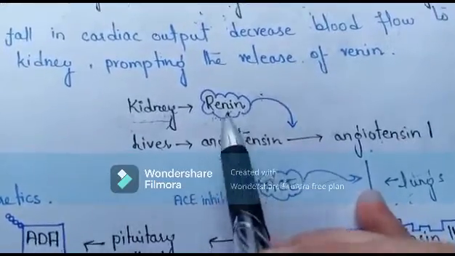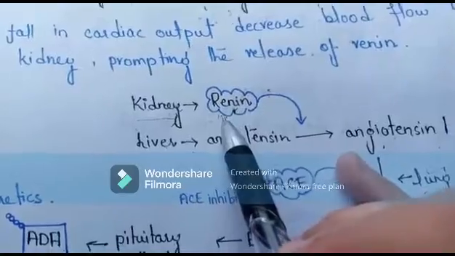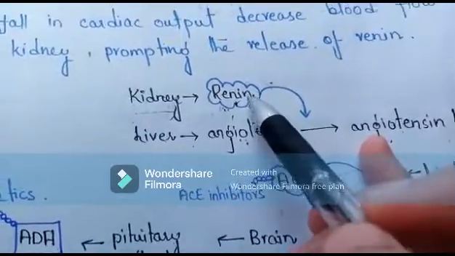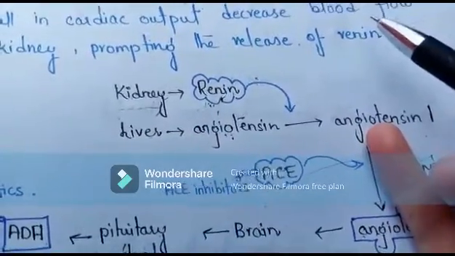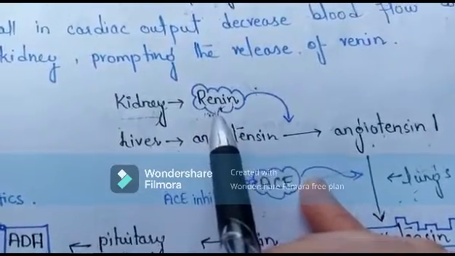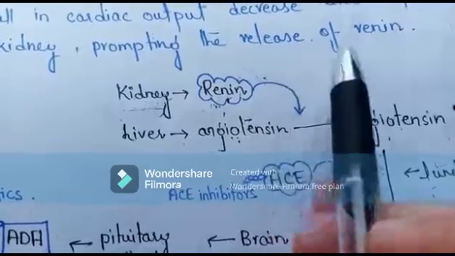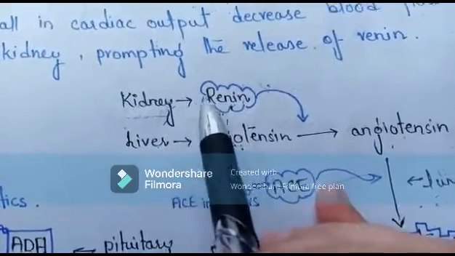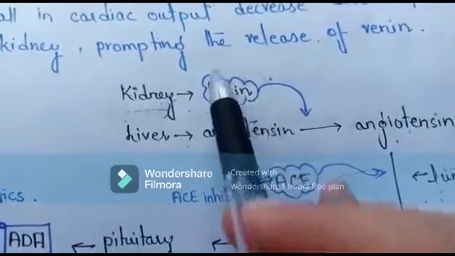So I can say that the renin is created by two mechanisms. One is by activation of the sympathetic nervous system, and the second one is by the activation of the RAS system. And the RAS system is activated. Why? Because there is decreased blood perfusion to the kidney. So the decreased blood perfusion to the kidney is sensed by the kidney, or you can say the juxtaglomerular cells, and it releases the renin.